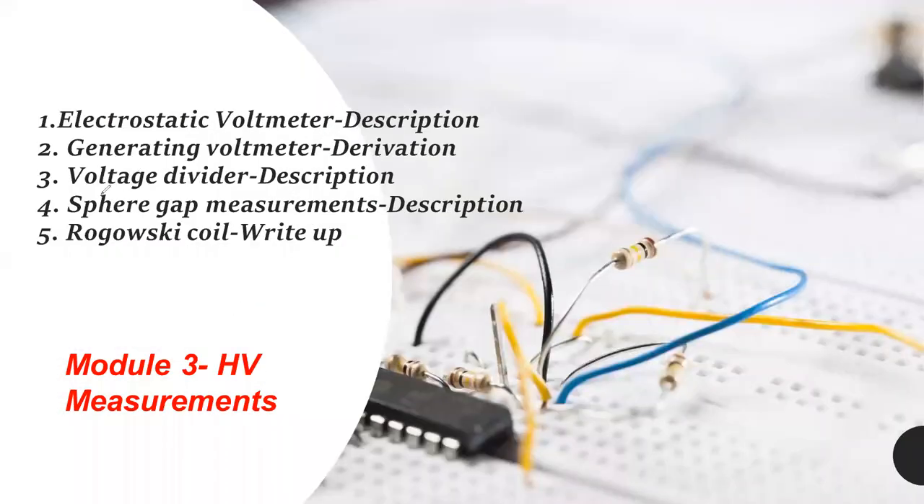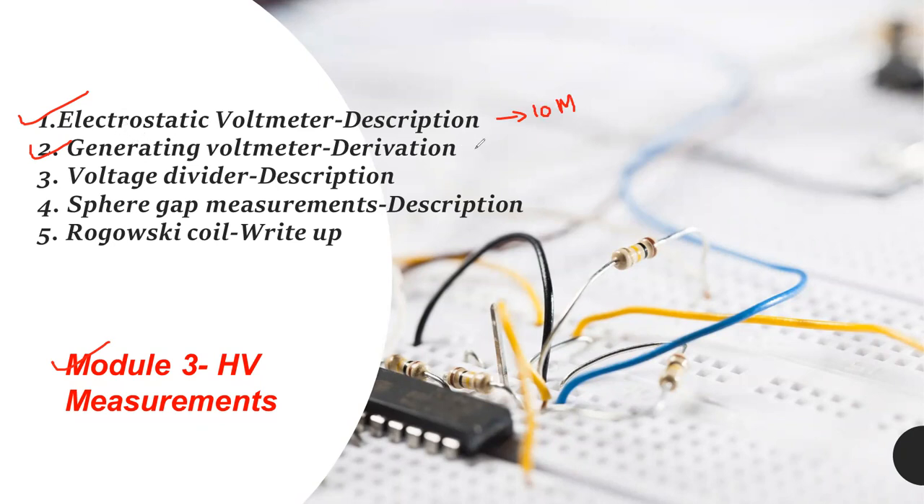Moving on to module 3. Module 3 deals with HV measurement. So you need to prepare very well on electrostatic voltmeter, the working principle, then construction. Apart from that, one mathematical equation is also included. Then advantages and disadvantages. You may get 10 marks at least. So if you prepare well, you will be getting 10 marks.